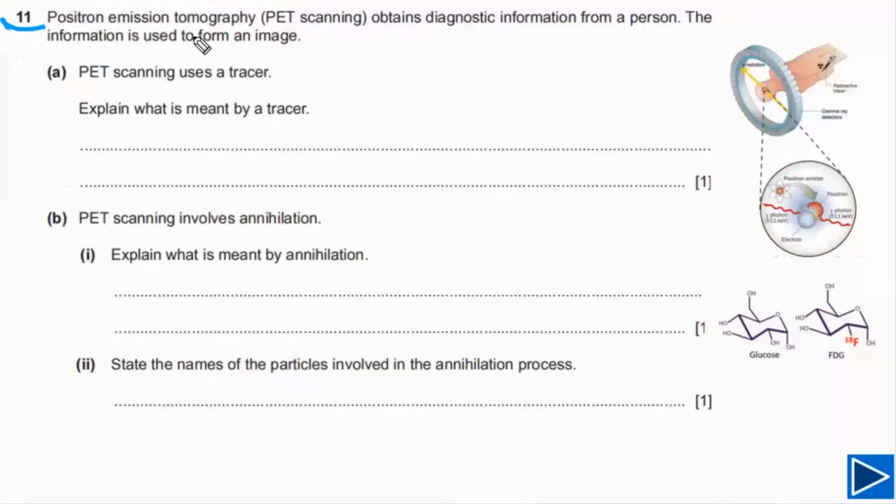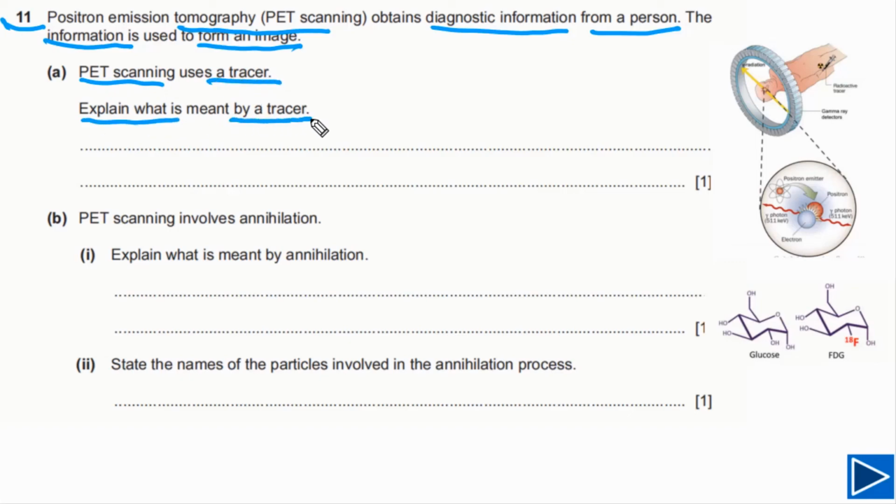For question number 11, it is given to us that PET scanning obtains diagnostic information from a person. The information is used to form an image. PET scanning uses a tracer. We need to explain what is meant by tracer. So let's try to understand, first of all, in a very simple way, what is tracer. Tracer simply is a substance containing radioactive nuclei.